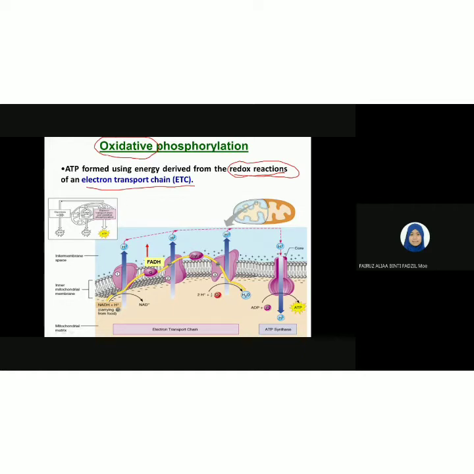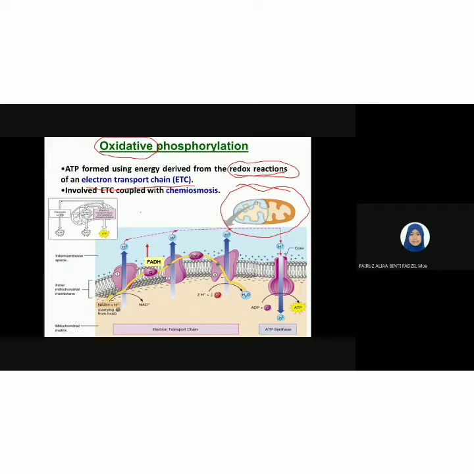The electron transport chain is the complexes of protein or electron carriers embedded in the inner membrane of the mitochondria. This is the mitochondria. The mitochondria has 2 membranes, inner membrane and outer membrane. So the electron transport chain is embedded in the inner membrane of the mitochondria. You see in the diagram here, this is one of the electron transport chains shown in the inner membrane of mitochondria.